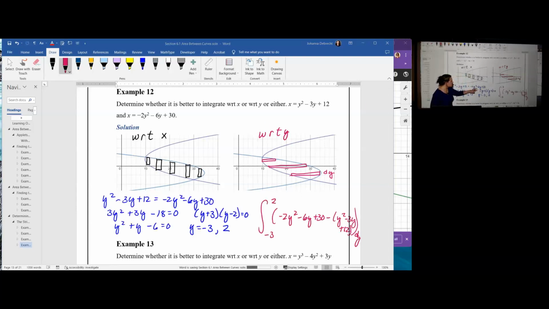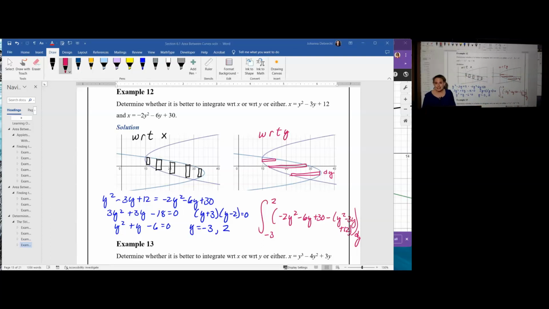When you set the two parabolas equal to each other and solve, you should have gotten two intersection points at -3 and 2. Those are the y values of the intersection points. Then when you're looking at the graph, you again notice that it's the left opening parabola on the right. So you write that one first and subtract the right opening parabola from it. Be sure to put it in parentheses and distribute the negative. And then you would integrate.